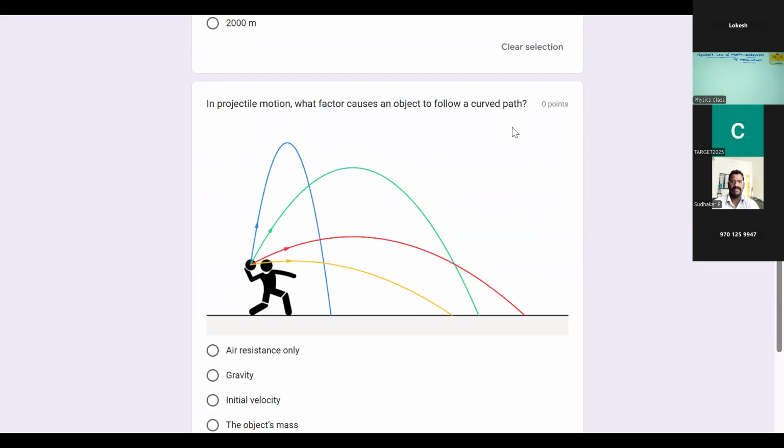Okay, so next question, already one response, GJC. Very good. Next question. In projectile motion, what factor causes an object to follow a curved path? Already you know that in projectile motion, the object makes a curved path. But what is the reason? What is the cause? Very good, one response.